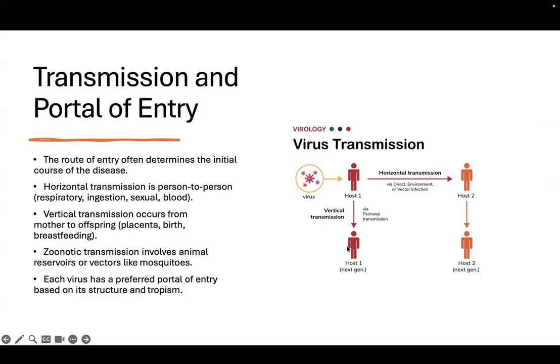But we also have vertical transmission. That basically means from mother to offspring. So this is usually through the placenta, through birth, or through breastfeeding. And we call this vertical transmission. This is how human-to-human transmission occurs.